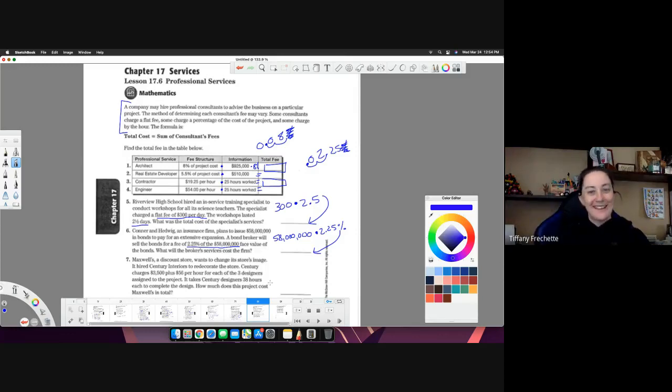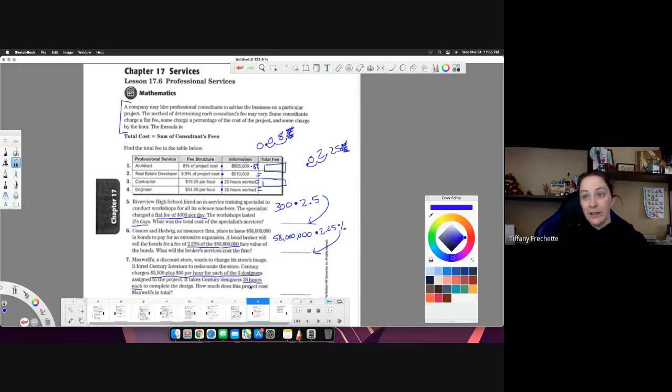I'm jumping to number 7 already here. Maxwell's, a discount store, wants to change its store's image. Sorry, it's a little blurry. It hired Century Interiors to redecorate the store. Century charges $3,500 plus $56 per hour for each of the 3 designers. So I'm going to underline this. So for each of the 3 designers assigned to the project. It takes Century designers 38 hours each to complete the design. How much does the project cost?